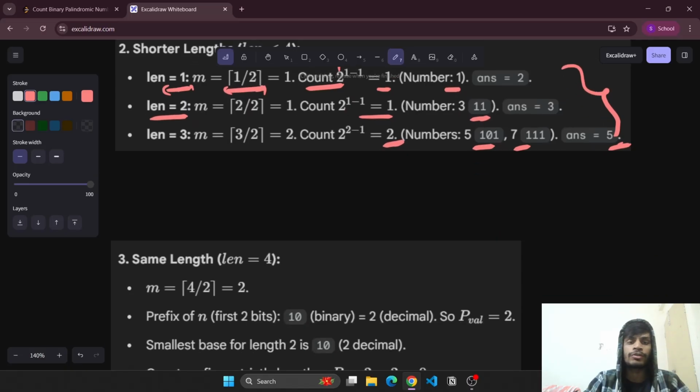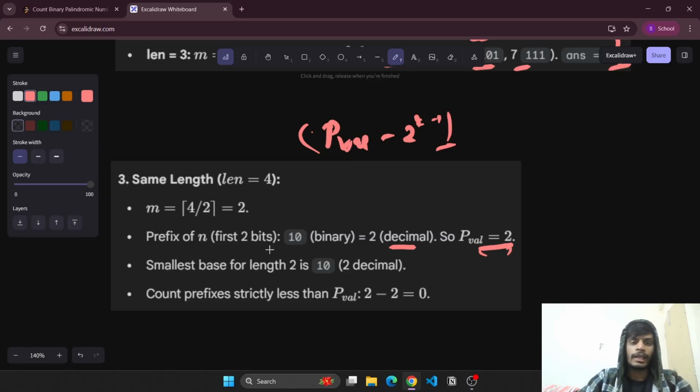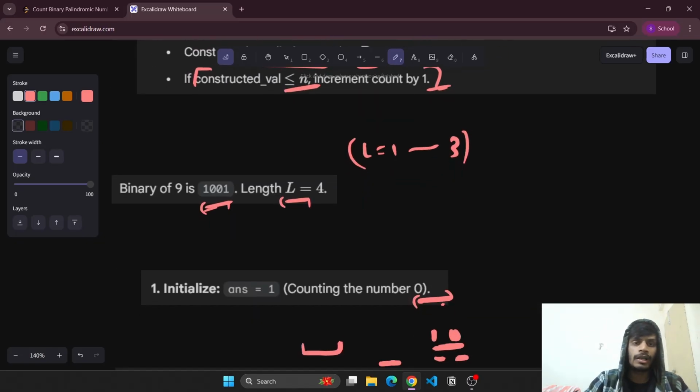Now what about length equals to 4? So for length equals to 4, let's try to find the range from 2 to the power p val minus 2 to the power k minus 1. So the prefix of first n bits is 1 0, which means p val is equal to 2. And now the smallest base will be 1 0 only, which is also 2. Since this value will be simply 0, there exist no binary palindromes less than 4, because n is given in such a manner that 1 0 0 1 0 0 1. If we simply decrease minus 1 here, it will become 0 0. That's why we have got 0 count.